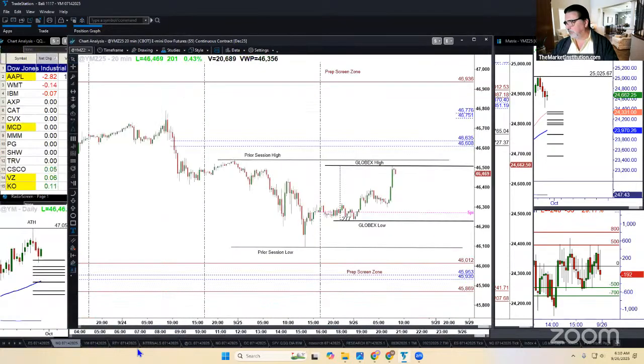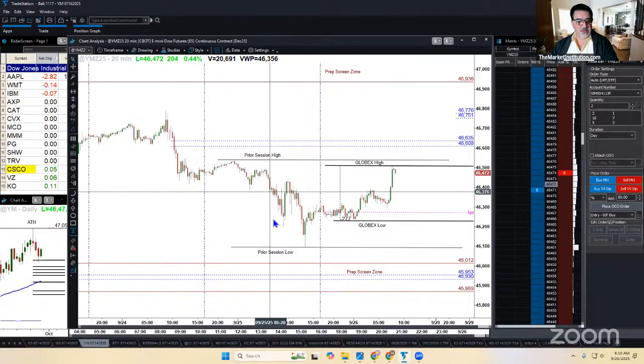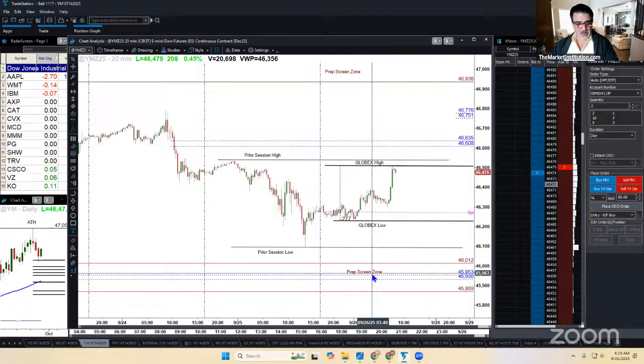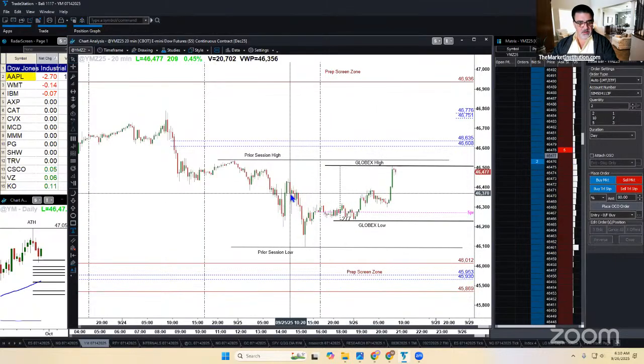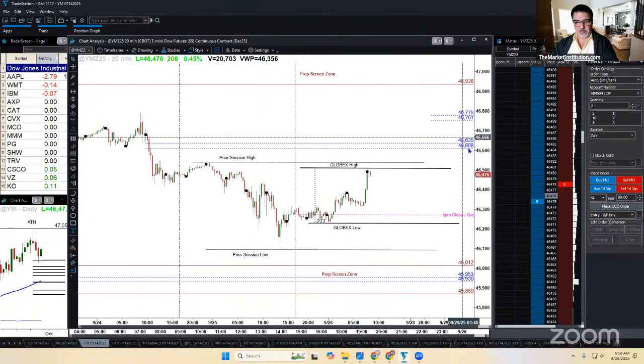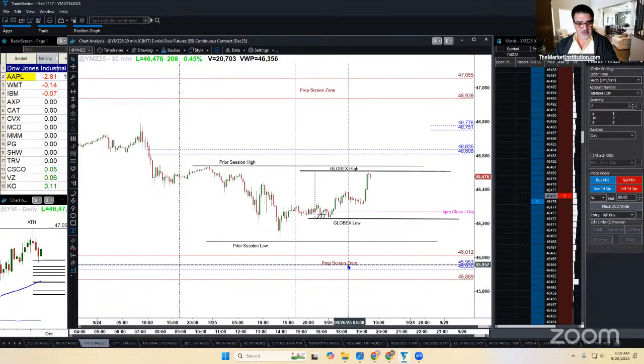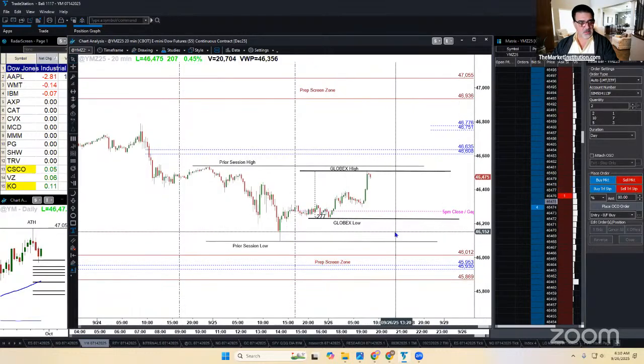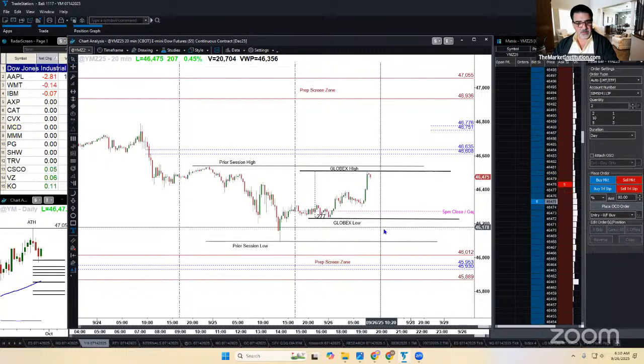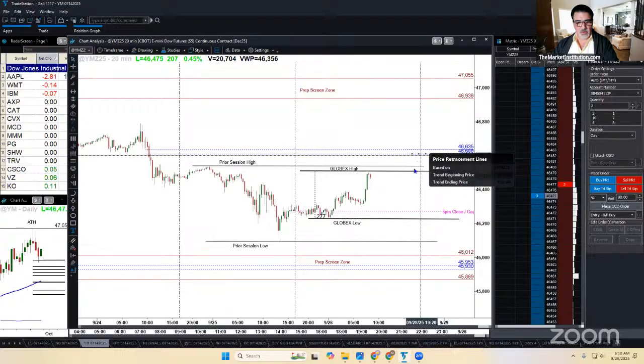Dow. Dow is also an inside day, okay? And we got our prep screen zones on the outsides of this. So I don't have a really clear picture on what I want to do with the Dow just yet. And if we don't have a clear picture, then it's a good time to wait.